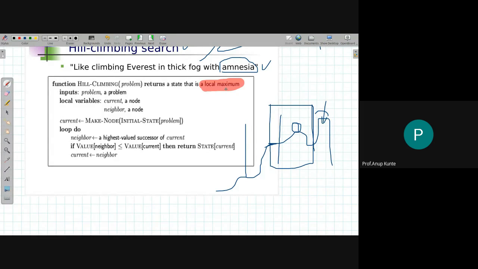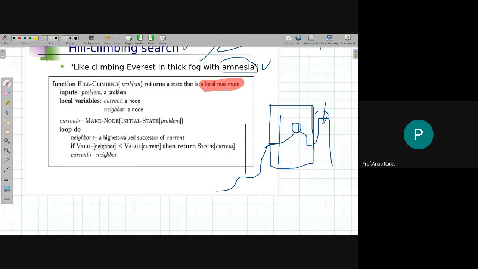Now, what are the inputs? The problem is the input. Certain variables it is going to use. Number one variable is current and the other one is neighbor. Okay, these two variables, remember that these are not static variables. तो एक कॉल के बाद ये वेरिएबल आप भूल जाओगे. These are not static variables. So over the different calls of the hill climbing function, they are not going to stay with the algorithm.